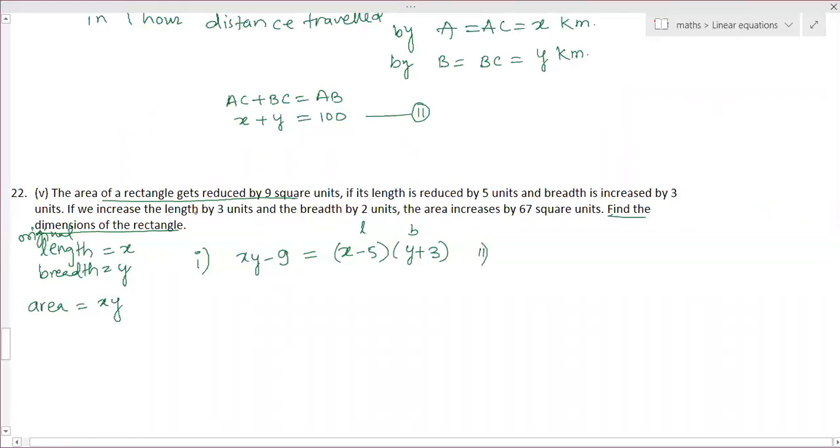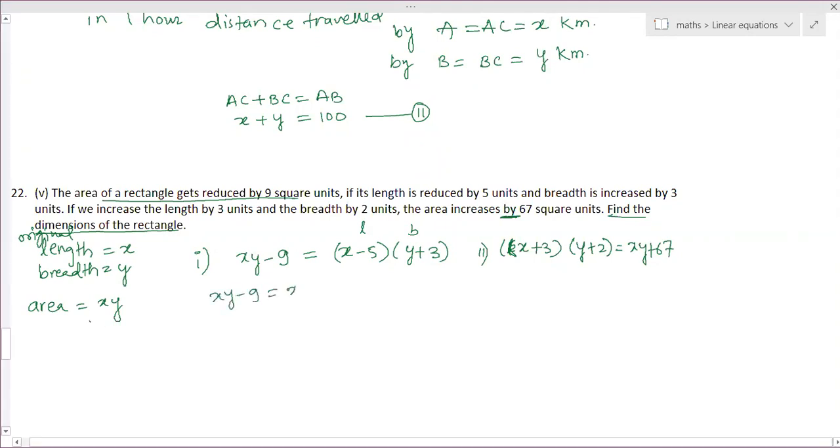Second equation now: if we increase the length by 3 units, the length is x plus 3, and the breadth by 2 units. What will happen? The area increases by 67, so xy plus 67. Increased to and increased by have different meanings. Increased to 67 means it is only 67. But if it is increased by 67, you have to add that value to the original value. And then solve the two equations.